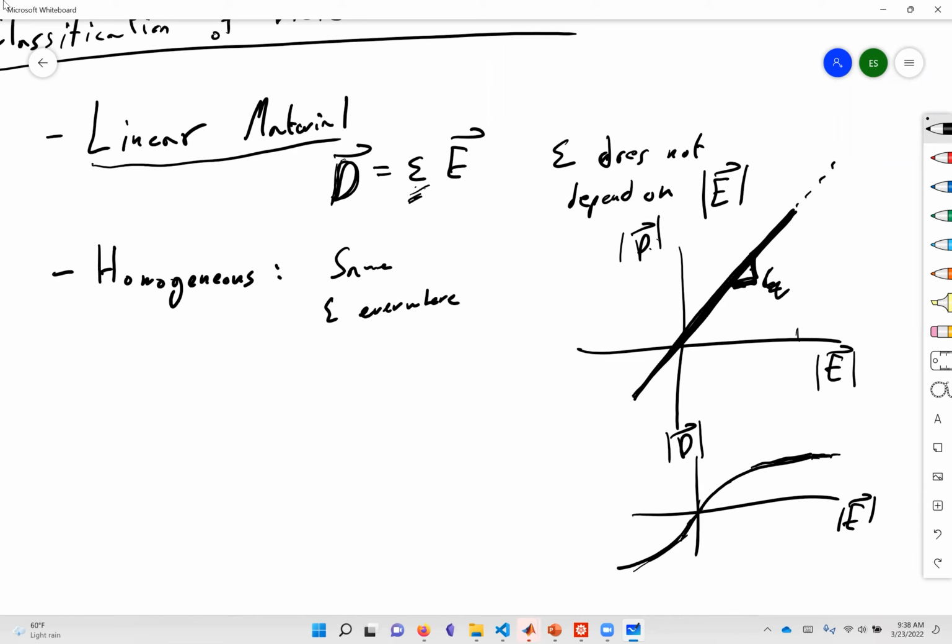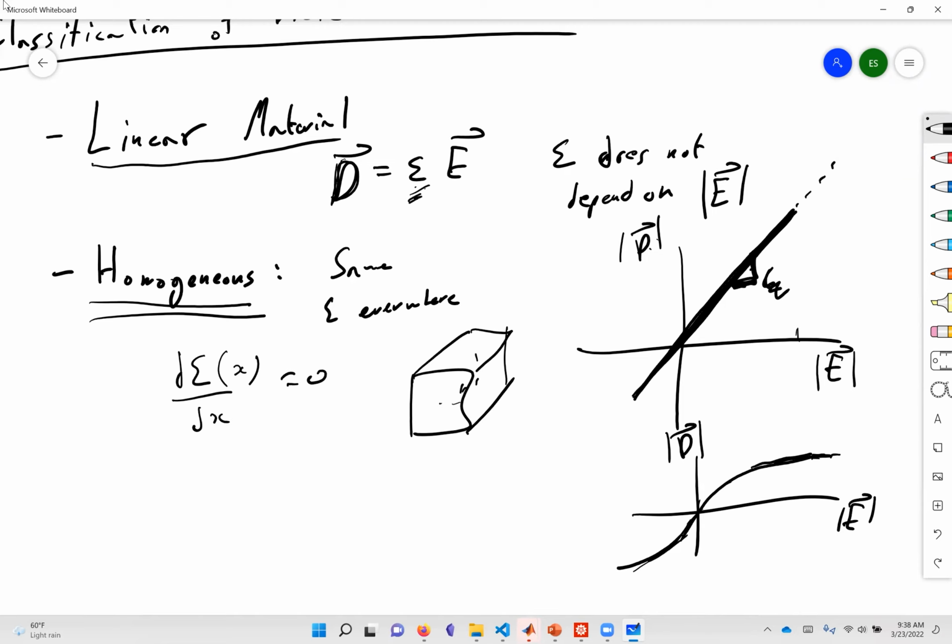If I have a crystal of diamond, let's say, epsilon is going to be the same everywhere. It's not going to depend on the position inside the crystal. So when the material does not vary in space, epsilon does not depend on space, d epsilon over dx equals 0, where x here represents a point in space. So we say the material is homogeneous. Most materials are homogeneous.